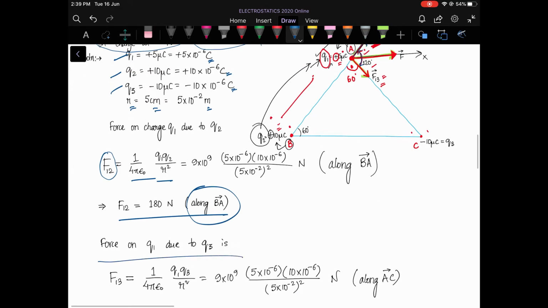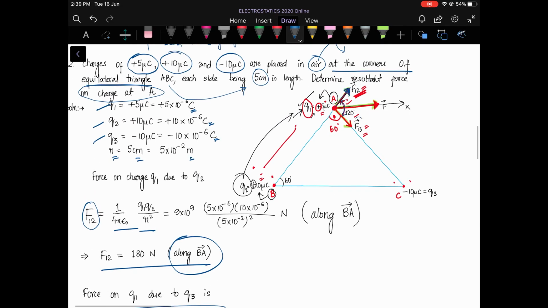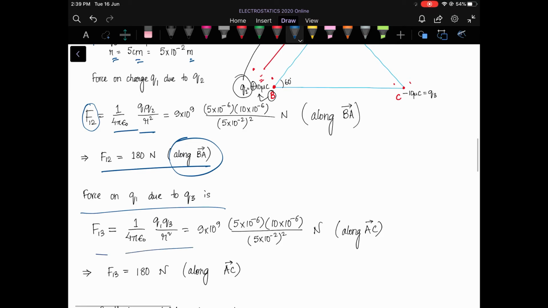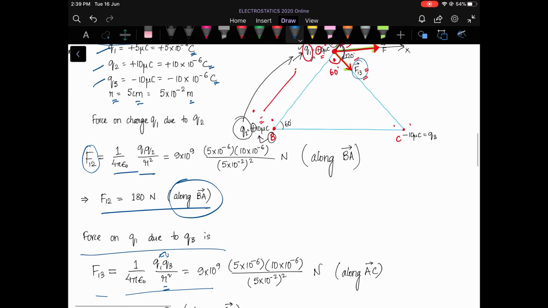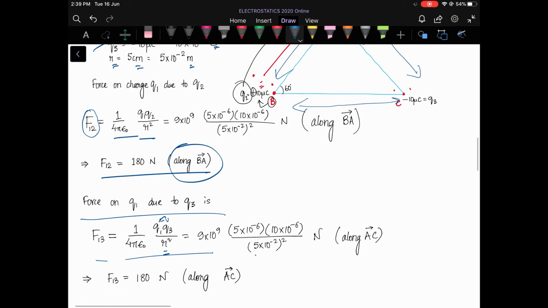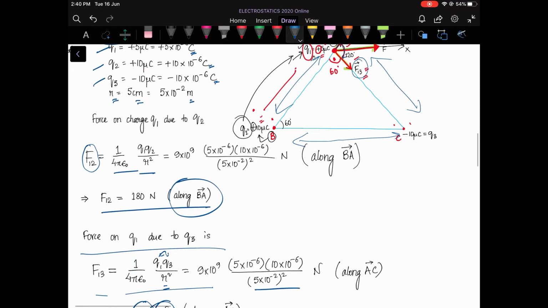Then we have the force on the first charge due to the third charge, which is this. We have written the same formula, but this time we have Q1 into Q3. The distance is R again, because it's an equilateral triangle, so we have the same distance between the three charges. And again we are going to get, you can see, 180 newtons. This time it is directed along AC, from A towards C.